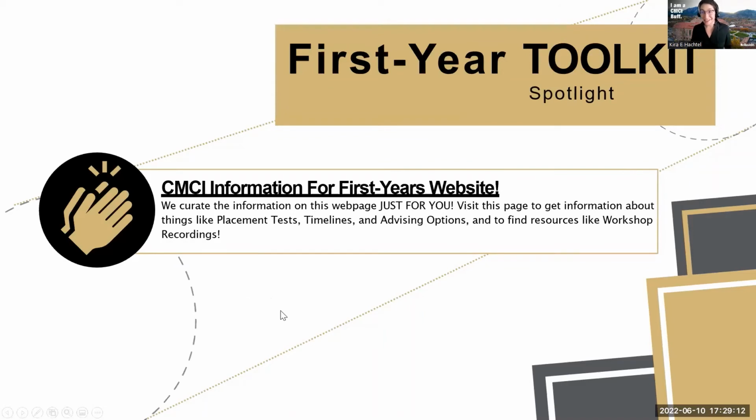The final tool that is part of your CMCI First Year Toolkit is the Information for First Years website, specifically for CMCI students. Our team has curated information on this webpage just for incoming first-year students. You can visit this page to get information about things like placement tests, timeline for summers, and advising options, and also to find resources like workshop recordings and slide decks. This is another website that I recommend bookmarking because we'll keep this website up to date with important information for each of your registration cycles while you are a first-year student in CMCI.